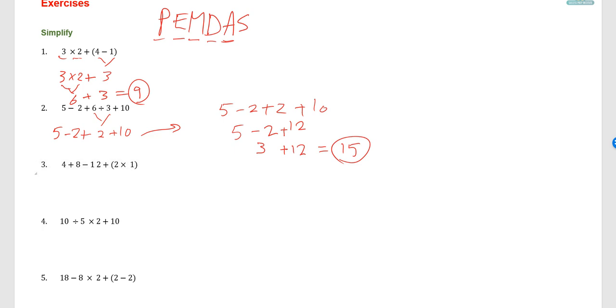4 plus 8 minus 12 plus parentheses 2 times 1. So the parentheses comes first, right? So 2 times 1 is 2, and then just write everything else as is. That's 4.